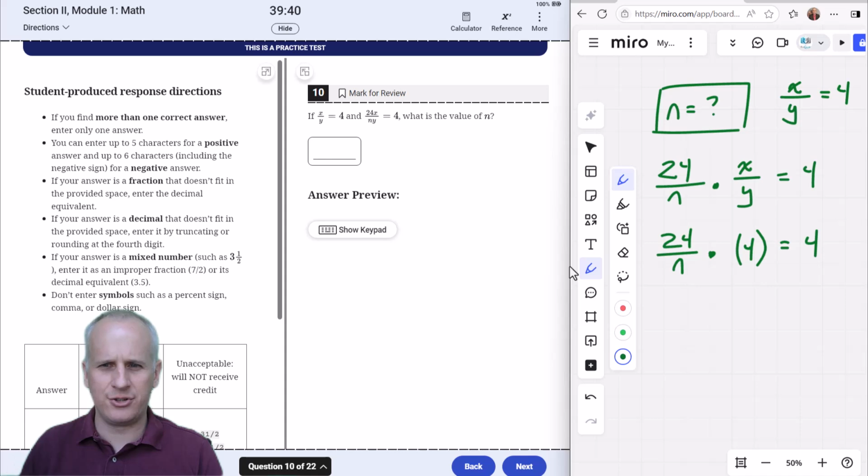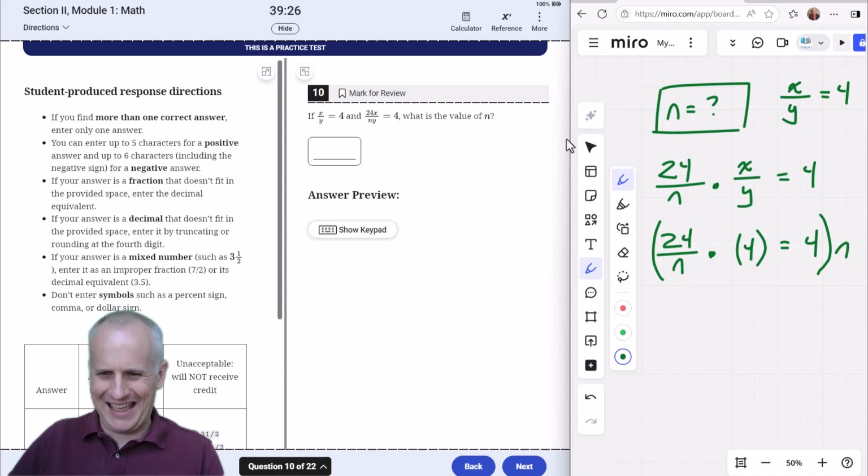I also should recognize that for any equation on the digital SAT where there's a fraction, I want to get rid of the fraction first algebraically. So I'm going to just multiply this now, kind of piece by piece, equation by n to isolate the n, or get the n out of the denominator.